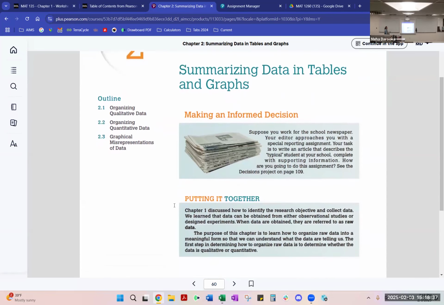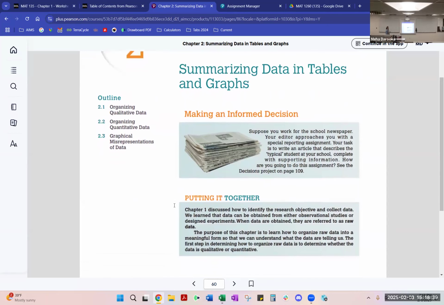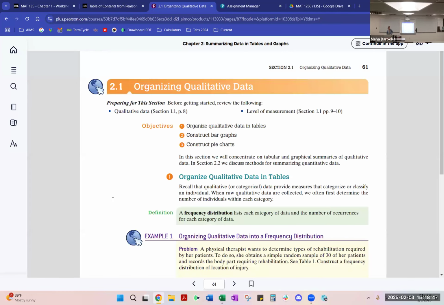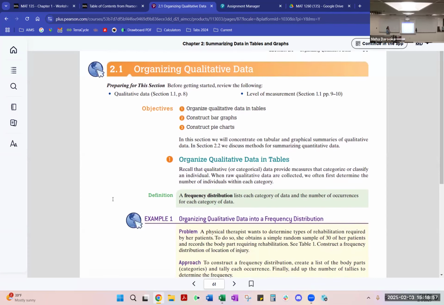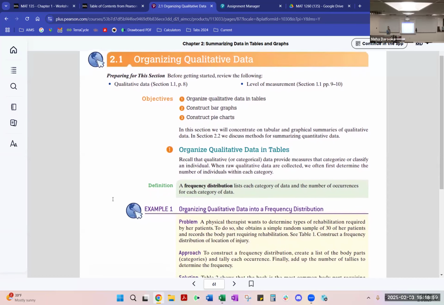So this is where we're going to introduce the different types of graphs we can create based on the type of data we have, and the different types of tables we can create to basically organize our data. So now, we had talked about qualitative and quantitative variables. Now we're getting into qualitative and quantitative data.